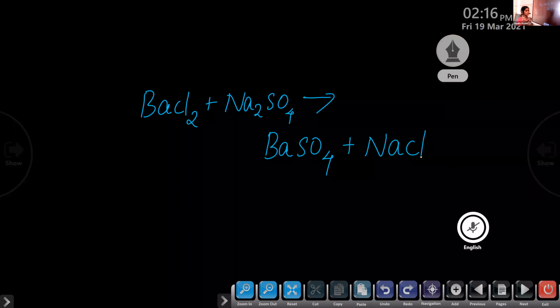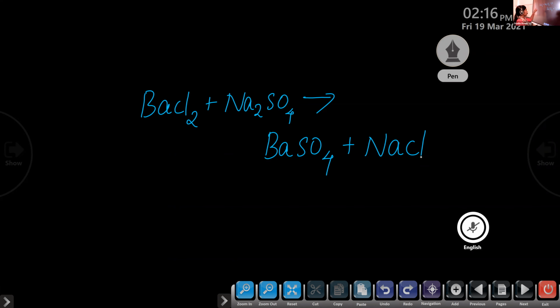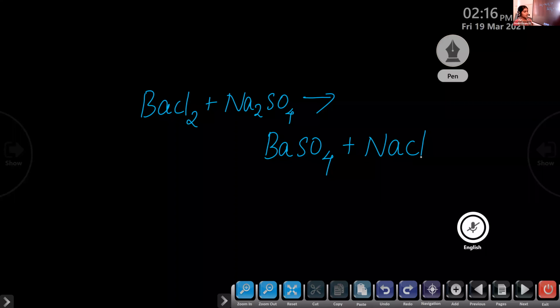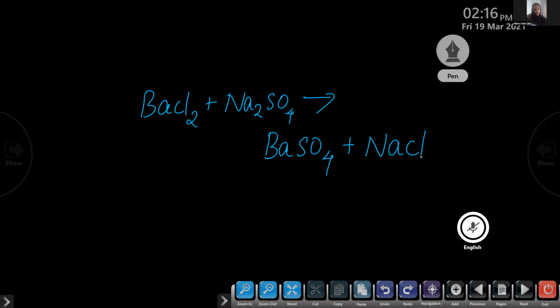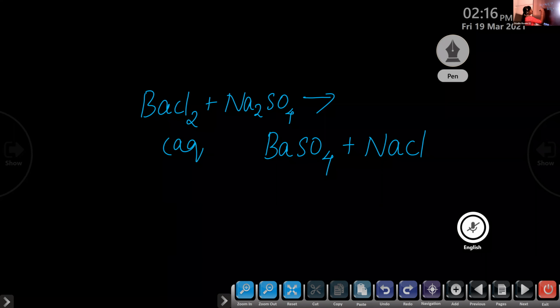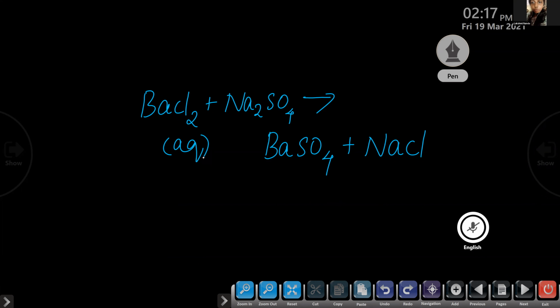In this reaction, you have to mention the physical states of each compound. In the first one, barium chloride, it's a solution in water, so we have to choose which physical state. Solution in water. Aqueous, AQ. Next one, sodium sulfate. It's also in water, so aqueous.